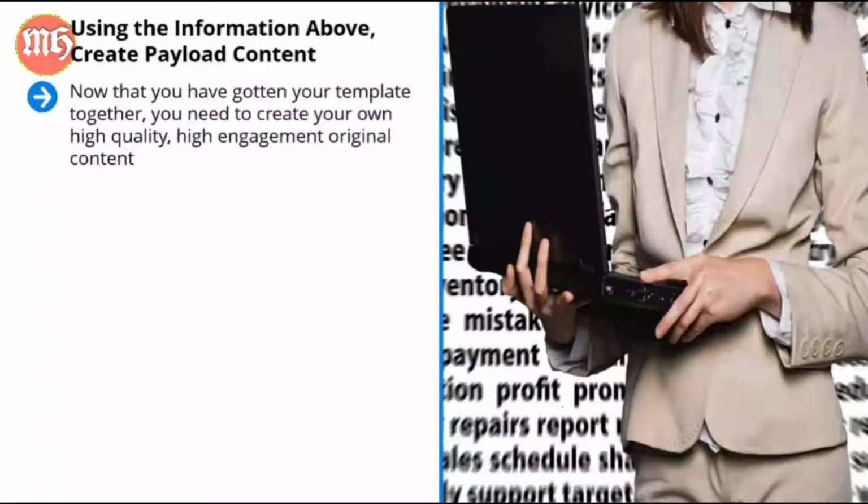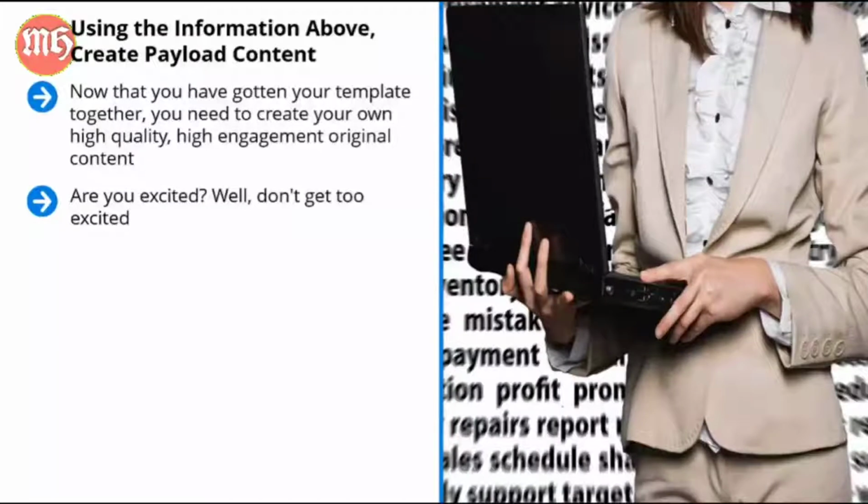Now that you have gotten your template together, you need to create your own high-quality, high-engagement original content. This content is going to be used to sell people on your mailing list. When they read this content, they're supposed to get excited about joining your mailing list. This is content that is most likely to be credible and most likely to be shared. Are you excited? Well, don't get too excited.